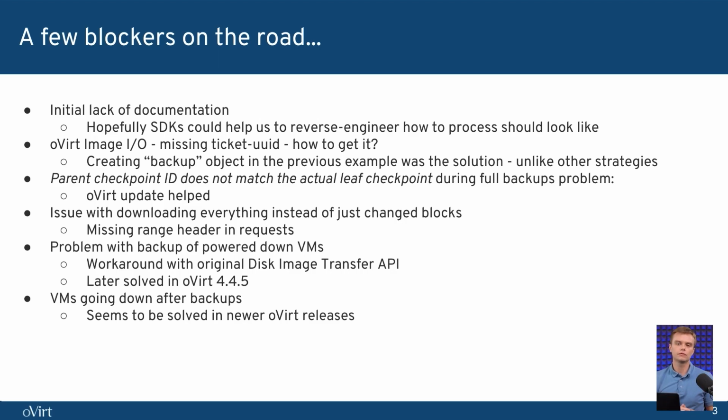A few blockers on the road. Initially, we had some issues with the documentation, so we had to reverse engineer the Python example that we had. Missing ticket UUID, so some issues with creating the backup object; the previous example was actually the solution. Then the parent checkpoint ID did not match the actual leaf checkpoint during the backup. That's quite a long message, but in general, at some point, an oVirt update helped.